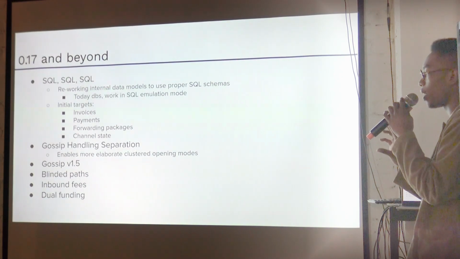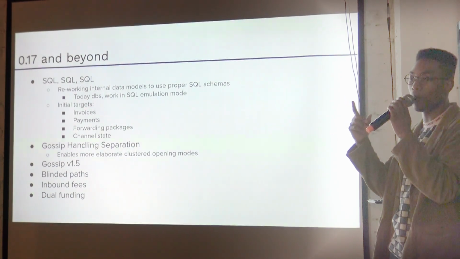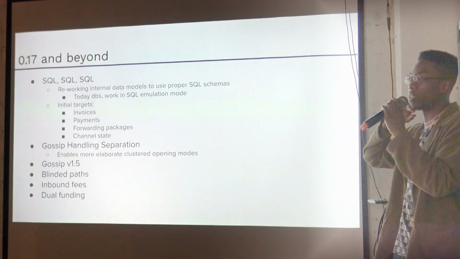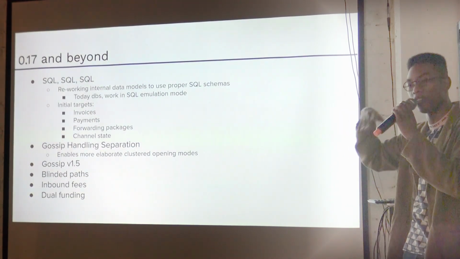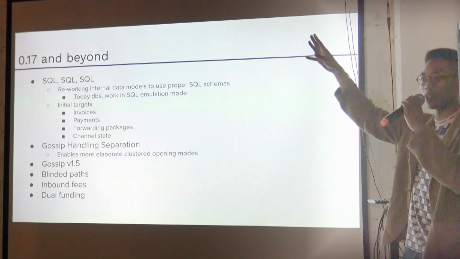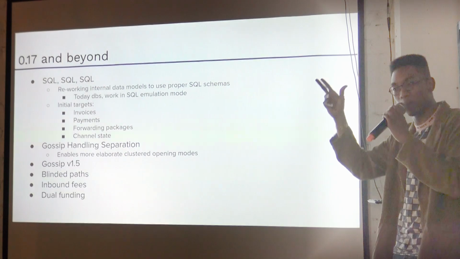Blinded paths, which is a way to add more privacy in the network by obfuscating the final hop. Versus today, whenever you're sending a payment, I know I'm going to Bob because Bob gives me his public key, and I can direct to Bob. With blinded paths, I can go to Rodrigo, and then Rodrigo maybe gets over to Bob. It's kind of like a rendezvous route type. I think people are familiar with Tor.